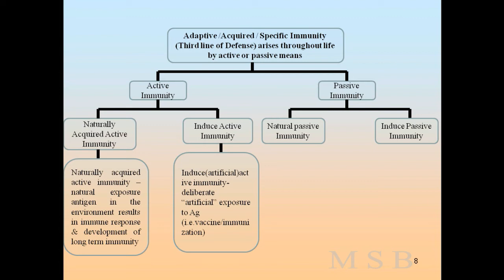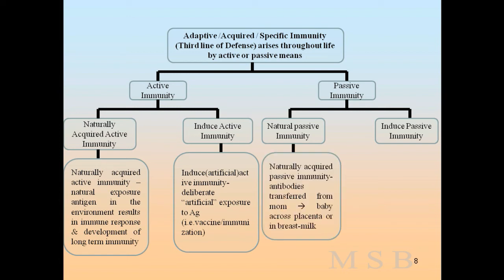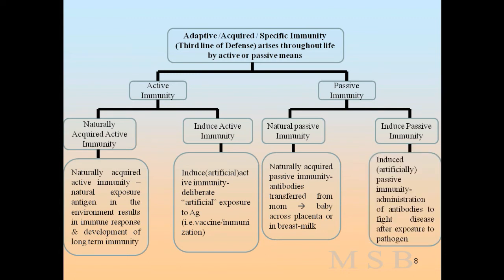Likewise, passive immunity. Passive immunity is produced by a transfer of antibodies from one person to another. This passive immunity is further divided into natural passive immunity and induced passive immunity. Natural passive immunity means the transfer of antibodies from mom to the baby across the placenta or in the breast milk. It is naturally acquired passive immunity. Whereas induced passive immunity means the administration of antibodies to fight disease after exposure to the pathogen. This is called induced or artificial passive immunity.